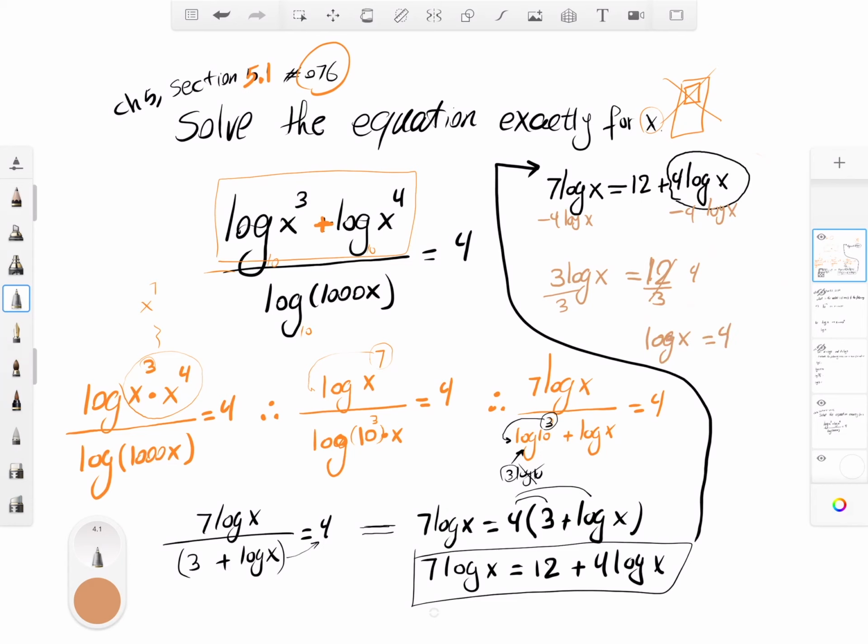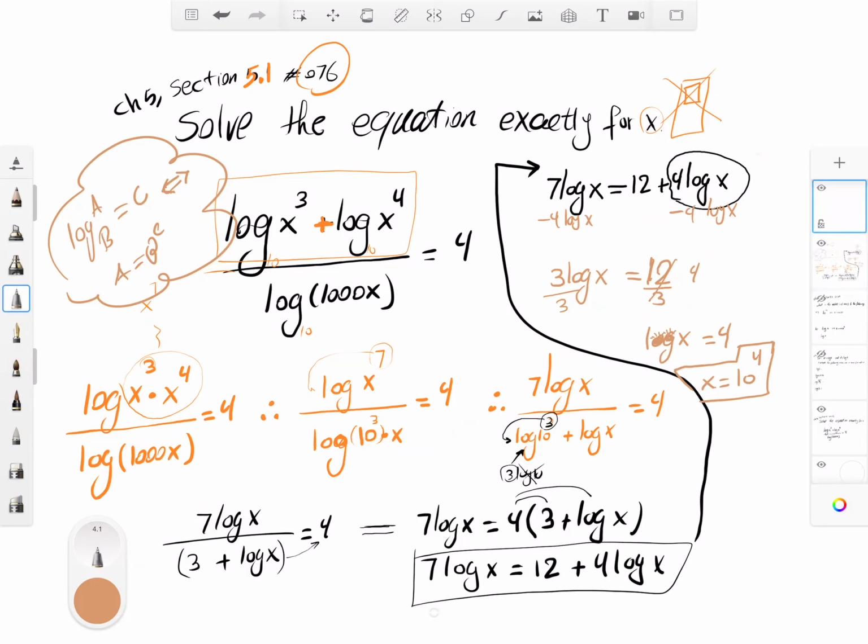How do we solve for x? Anytime we have a single log, we make it exponential. The formula was, log of a base b equal to c, then a equal to b to power of c. This works in both directions. So x equal to 10 to the power of 4. And we are done.